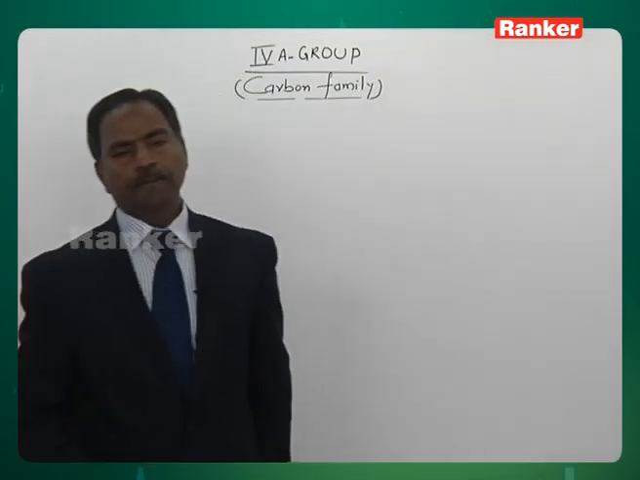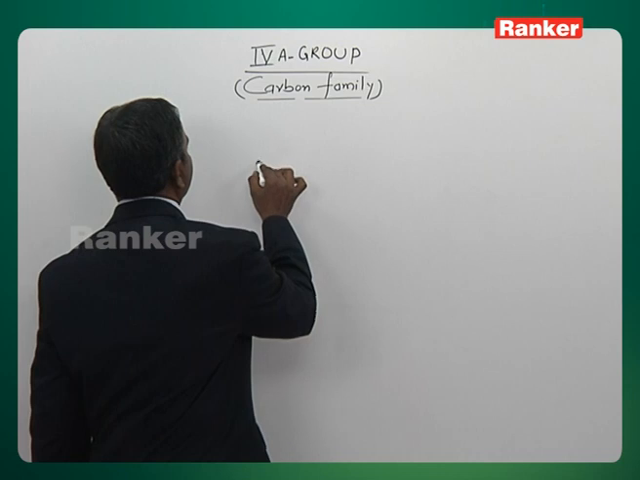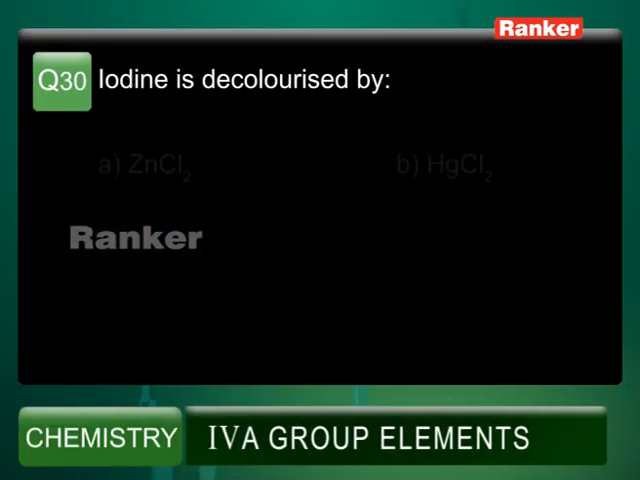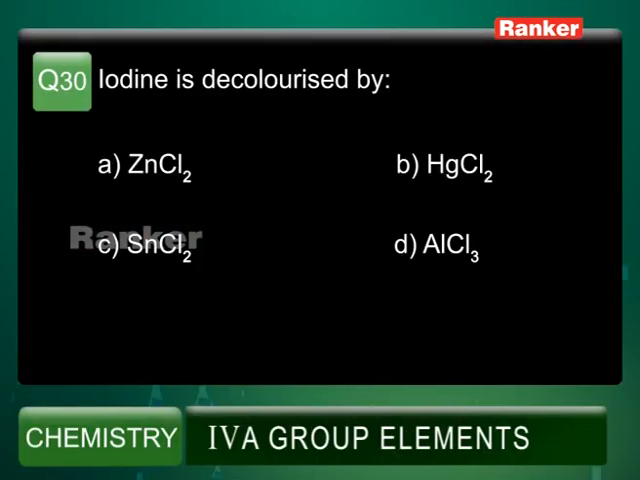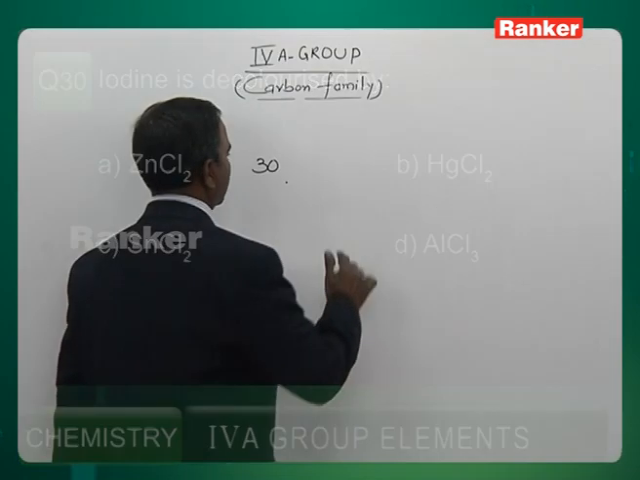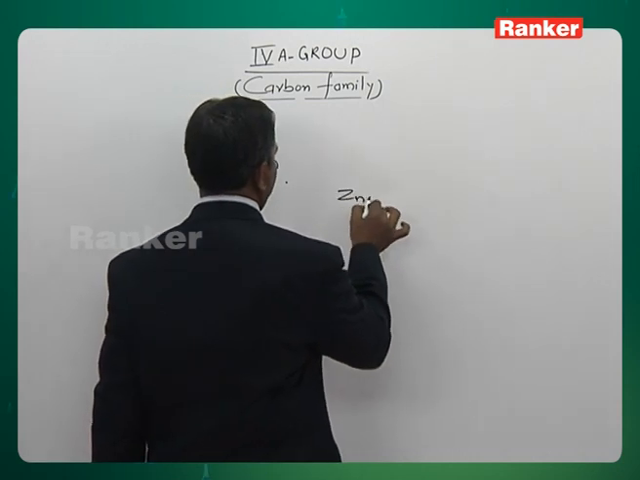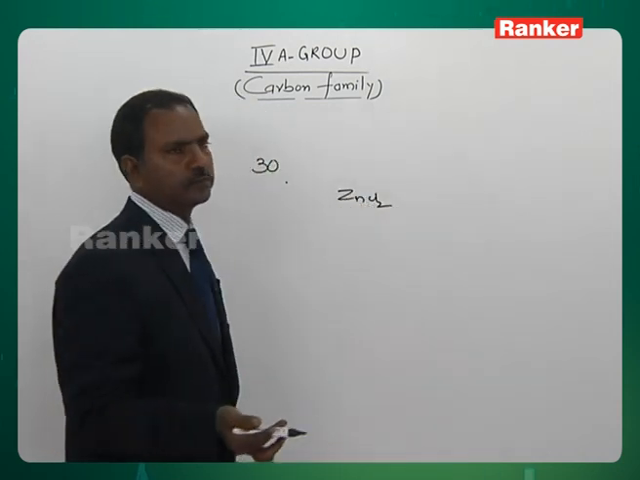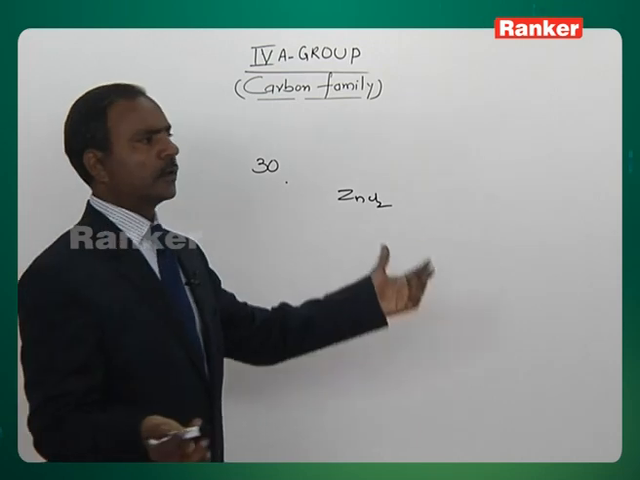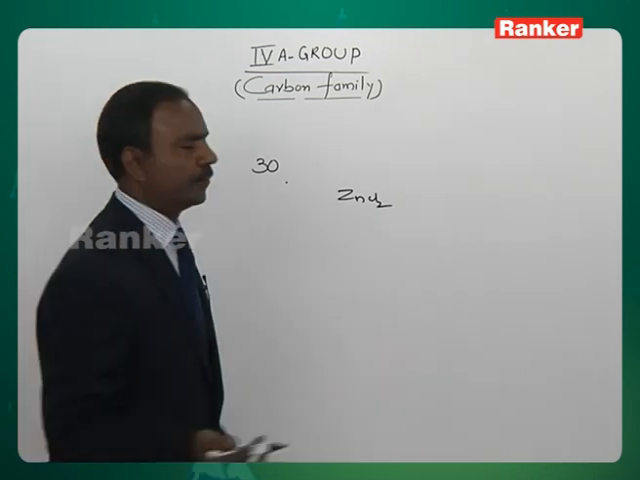Question number 30, iodine is decolorized by. Iodine decolorized by means a reagent should be a reducing agent. Now, ZnCl2, HgCl2, SnCl2, AlCl3. See, ZnCl2 saturated. How can it reduce? There is no choice of acting as a reducing agent by ZnCl2.